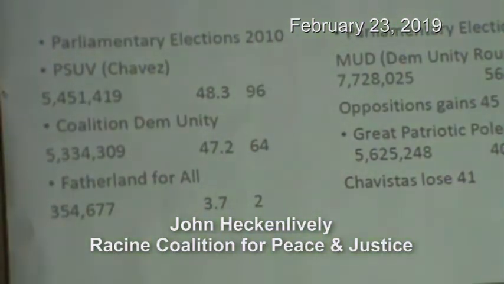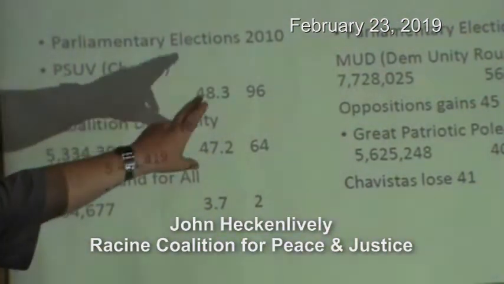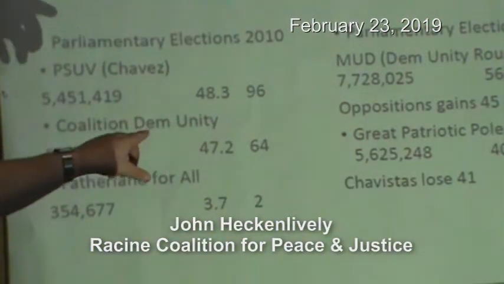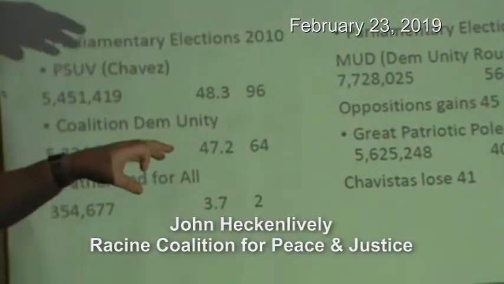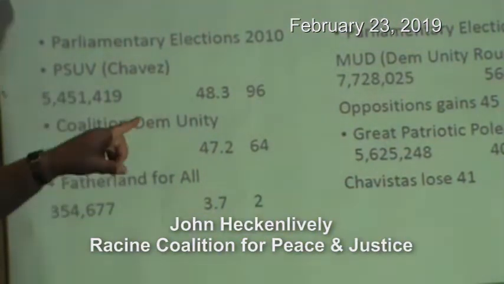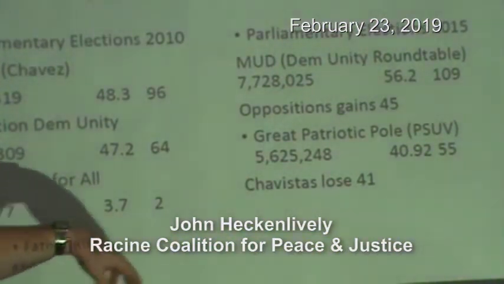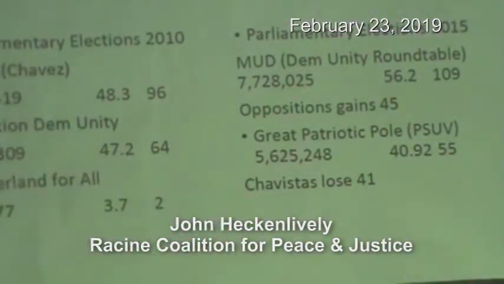Then, of course, the bottom falls out. These are the elections. In 2010, the Chavez party won by a fairly decent margin. Then in 2015, because the economy was in such disastrous shape, the opposition came in and picked up 45 seats and the Chavistas lost 41. So, I mean, it was just a wipeout. So Maduro is facing an imploding economy and he has to deal with an opposition legislature.